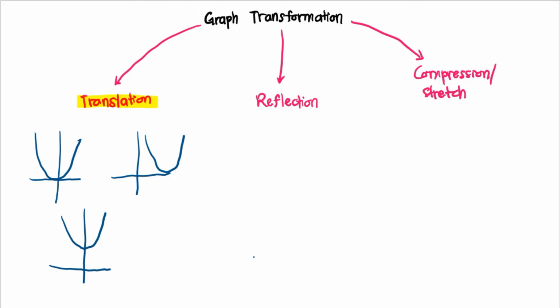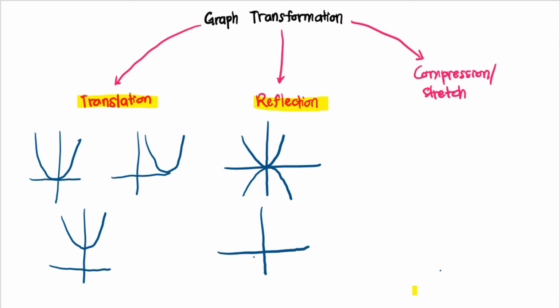The second one is the concept of reflection, where we reflect the graph on the x-axis. For example, suppose we have this graph, so we have its reflection over here. And suppose we have a graph like this. If we want to reflect about the y-axis, it will be something like this. We'll look at reflection later.